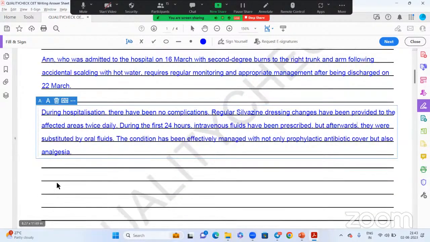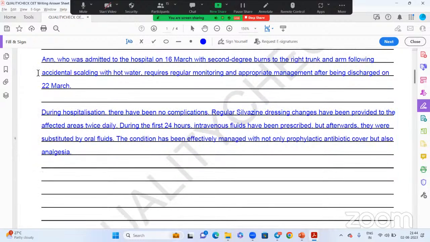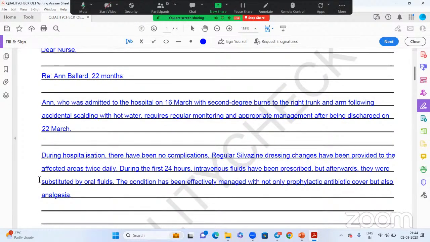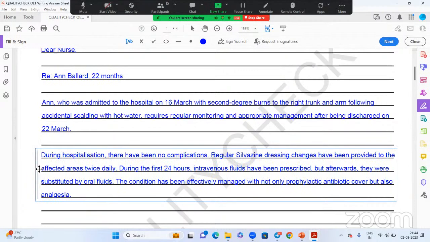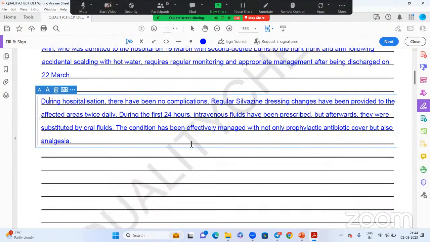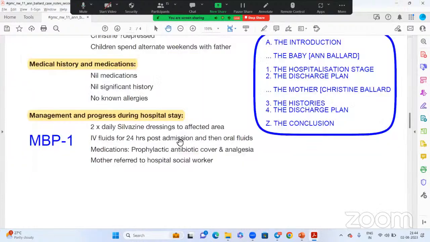Okay. Next, leave another line. See how I'm writing. Many people start the sentence from further inside, like this. Why like that? Start from here, first dot. Next. Now what are we going to write? The discharge plan for the baby.